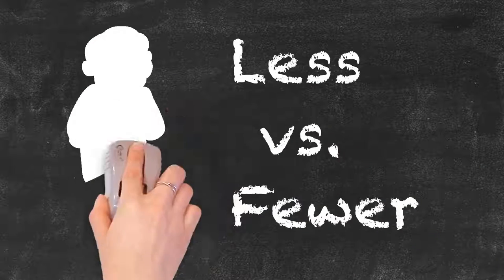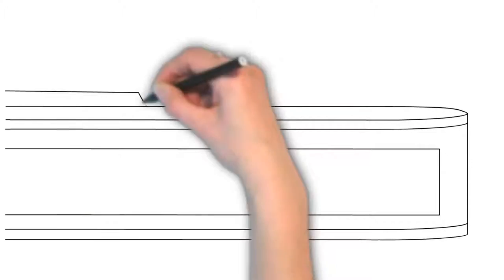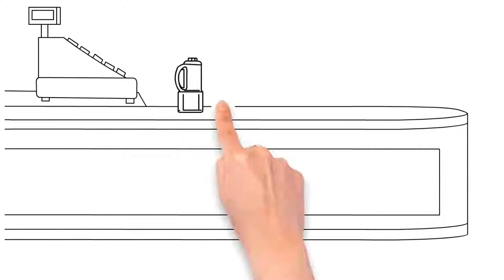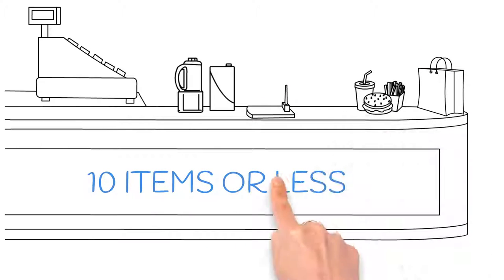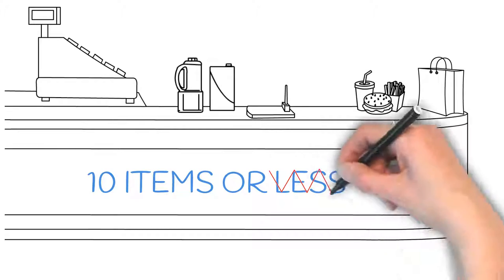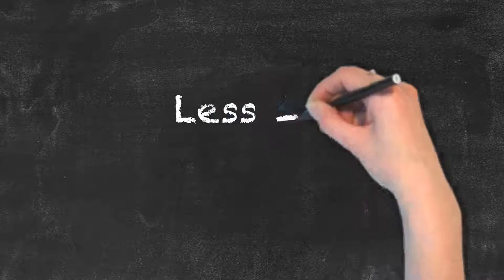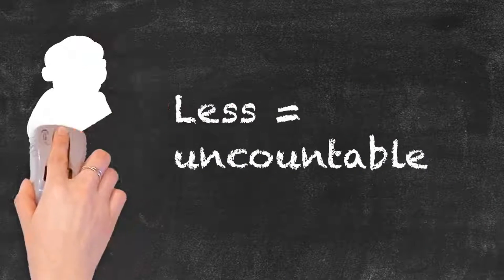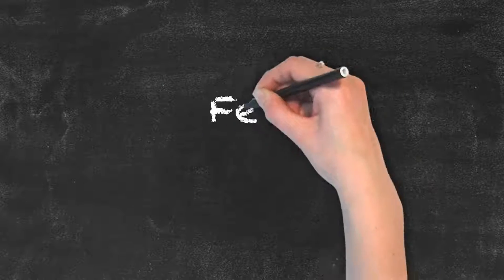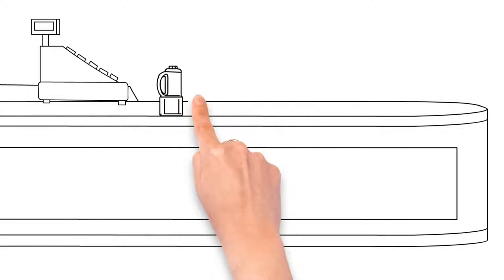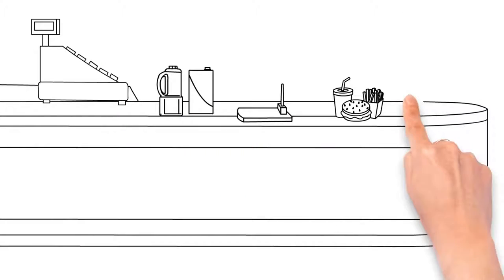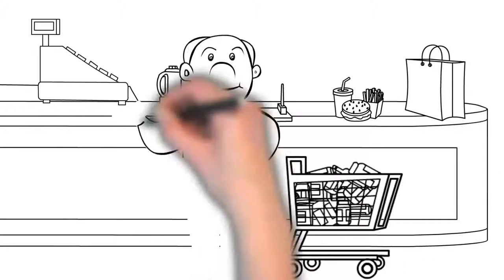Less versus fewer. Have you ever been to the supermarket and checked out at the 10 items or less register? Probably, but grammatically speaking, the word less is used incorrectly here. You see, less is used to refer to uncountable things, while fewer describes countable things. Since you are buying several items, they are countable, so you should actually be standing in line at the 10 items or fewer checkout aisle.